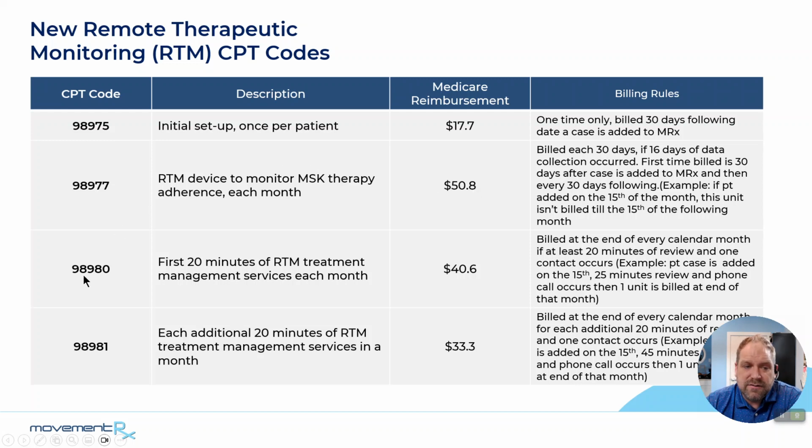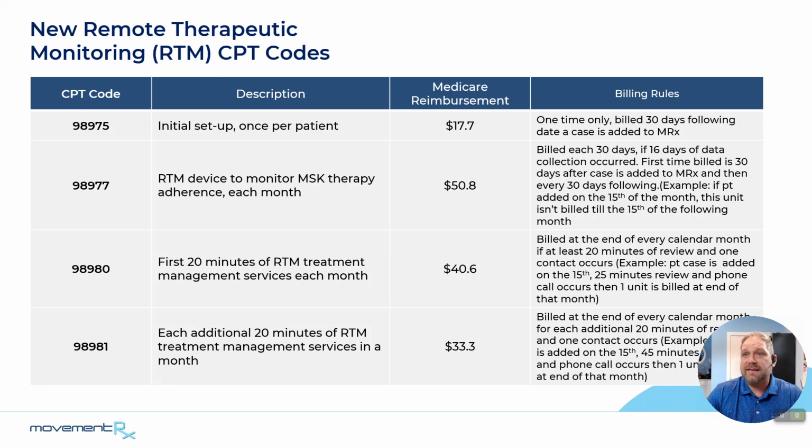Now, these last two codes are actually where we get into the timed nature of actually monitoring the patient's compliance. So the first 20 minutes, it has to reach 20 minutes. It's like every other CPT code where it's time based. This is actually the remote provider doing the monitoring of the HEP platform and anything else that's going to help the patient meet their goals. So this is something that can be billed at the end of the month as long as 20 minutes or more has been reached and a two-way audio communication has occurred between the remote provider and the patient.